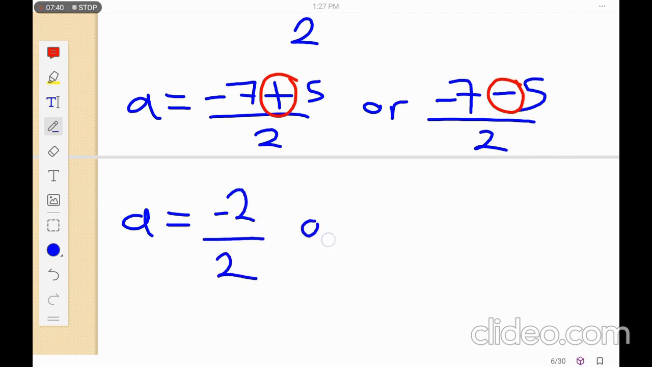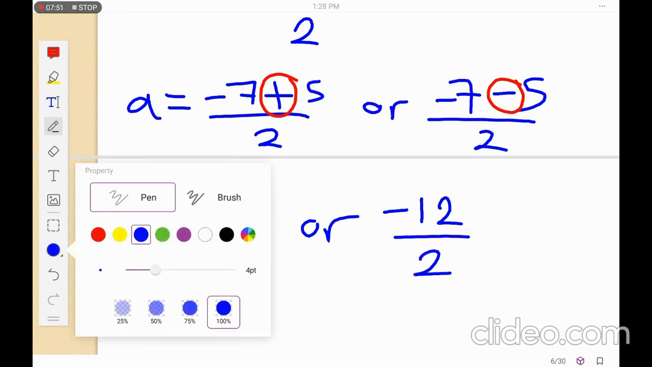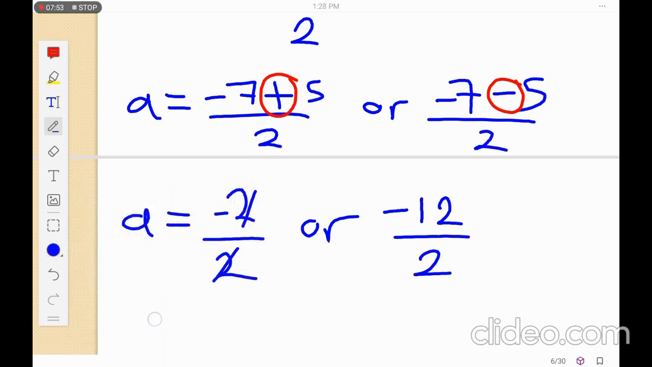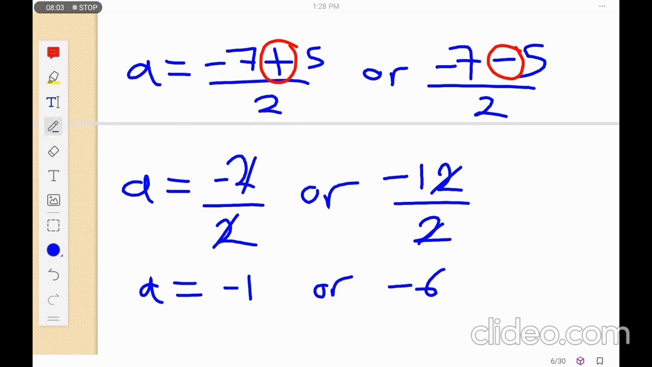2. Or minus 7 minus 5, we get minus 12. We get minus 12 there all over 2. Dividing our 2's there, we have our a as minus 1. Or dividing here, we get our a is minus 6 there. So the values there are a is minus 1 or minus 6.